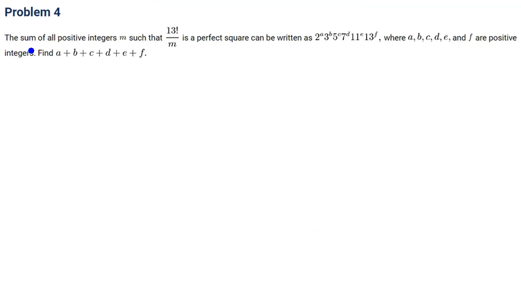AIME I 2023, problem number 4. The sum of all positive integers m such that 13 factorial over m is a perfect square can be written as 2 to the a, 3 to the b, 5 to the c, 7 to the d, 11 to the e, 13 to the f, where a, b, c, d, e, and f are positive integers. Find a plus b plus c plus d plus e plus f. For calculating this, you should know a lemma.